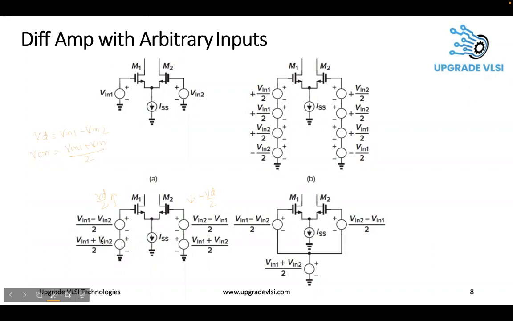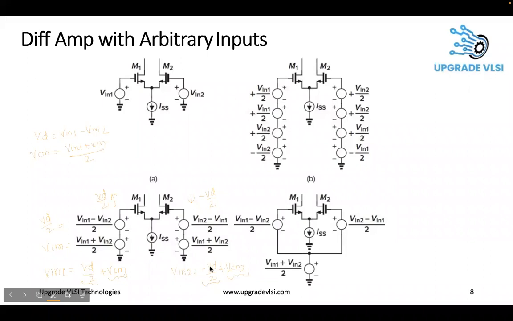And the common mode, this is the V common mode, and this is the V differential by 2. When you combine both, this will cancel out, and finally you will get Vin1. So Vin1 is nothing but Vd by 2 plus V common mode. And similarly, Vin2 is minus Vd by 2 plus V common mode. So this is the differential component and this is the common mode voltage.